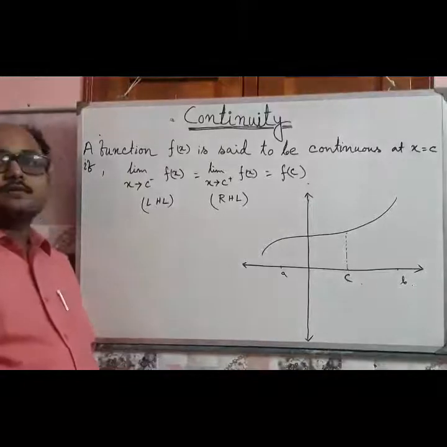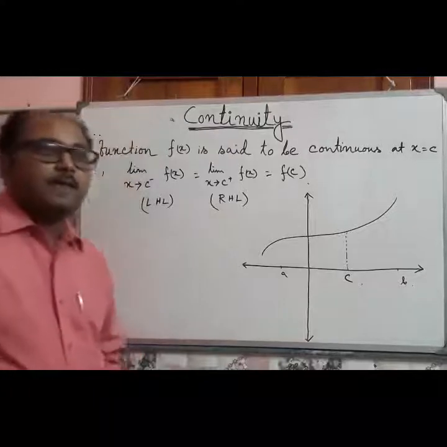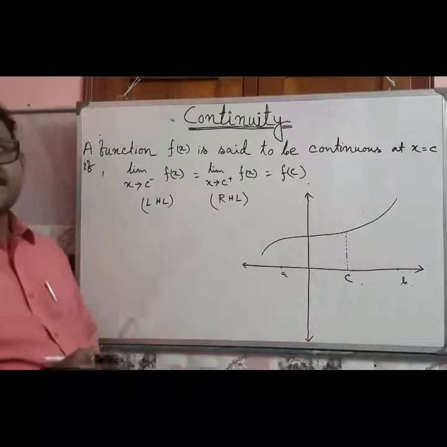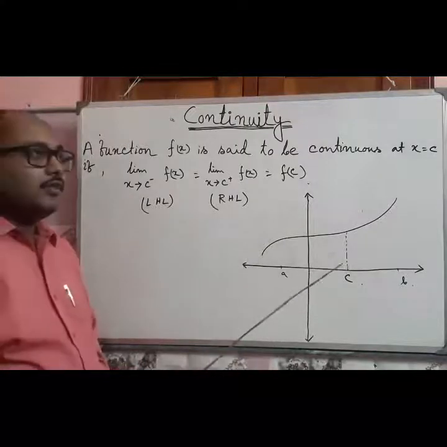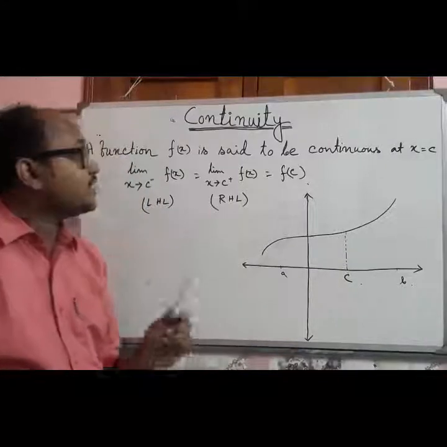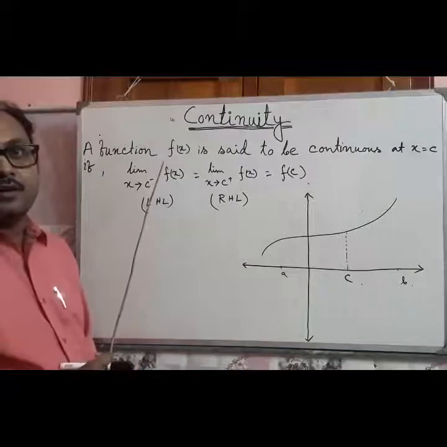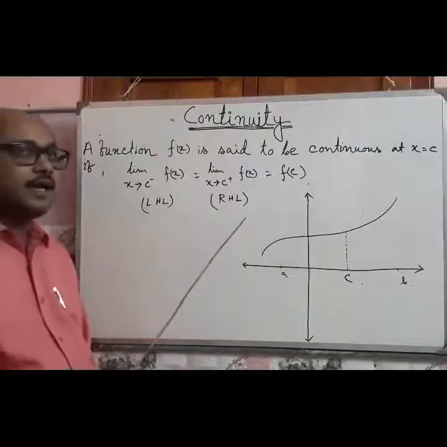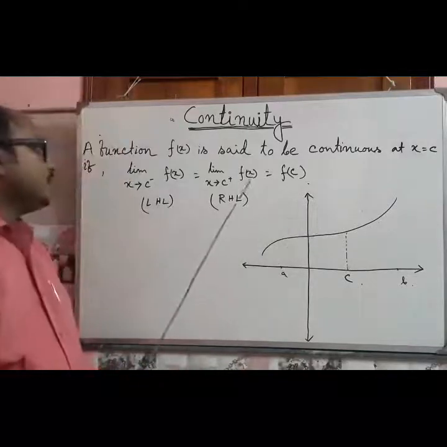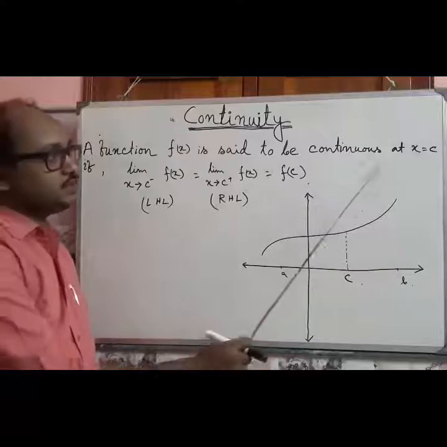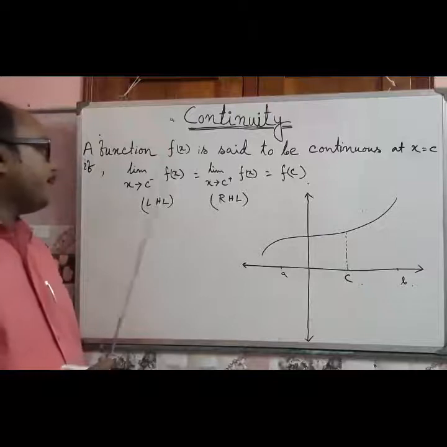Today we shall discuss the continuity of a function. Suppose a function f of x is defined in closed interval [a, b]. Then that function f of x is said to be continuous at x equal to c if the left hand limit is equal to the right hand limit is equal to the functional value at that particular point. That is, a function f of x is said to be continuous at x equal to c. This c lies in the interval [a, b].